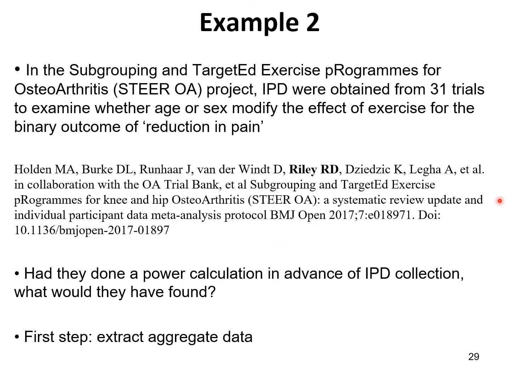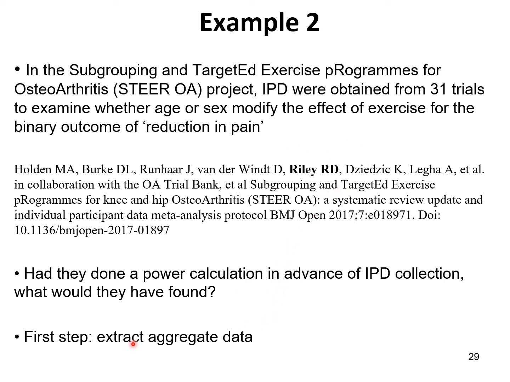Let's look at a more positive example. In this second example, it was the STEER OA project, which obtained IPD from 31 trials who were looking to examine whether age or sex modified the effect of exercise for the binary outcome of reduction in pain. Now, most of this project examined continuous outcomes, but I'm just picking out this one binary outcome, which was a secondary outcome. So again, the question is, had they done a power calculation in advance of IPD collection, what would they have found? And I just wanted to disclose that I'm involved in that particular project.